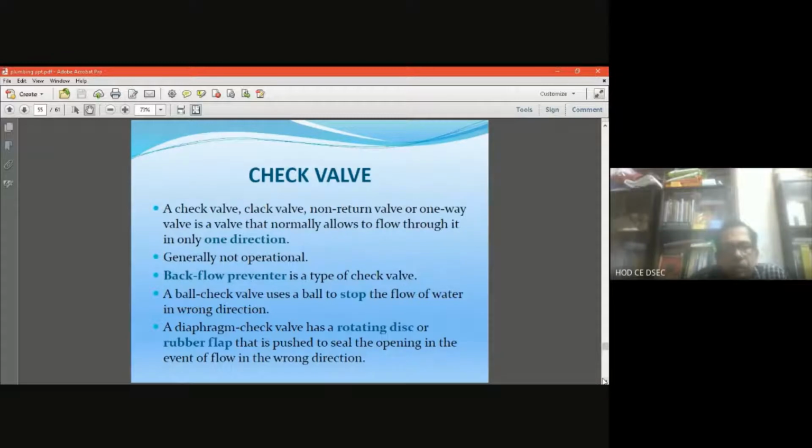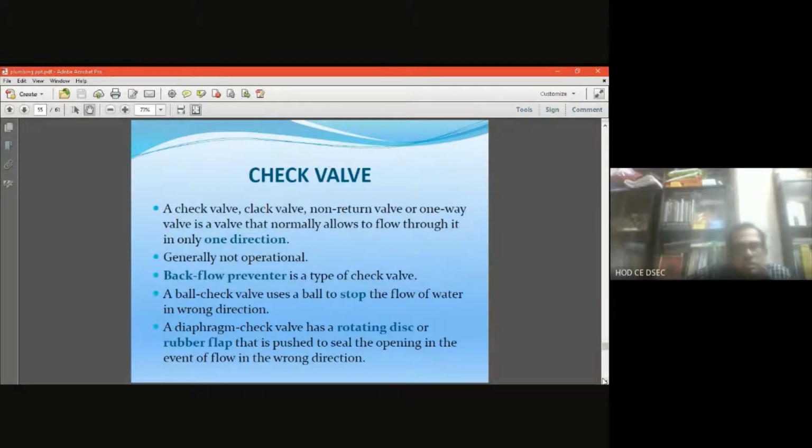A check valve is a non-return valve. It is a one-way valve, not a two-way. It is a one-way valve that normally allows flow through it in only one direction. So this check valve controls the flow in one direction. That is why it is called the non-return valve, that is, no return flow is possible. Flow only takes place in one direction.